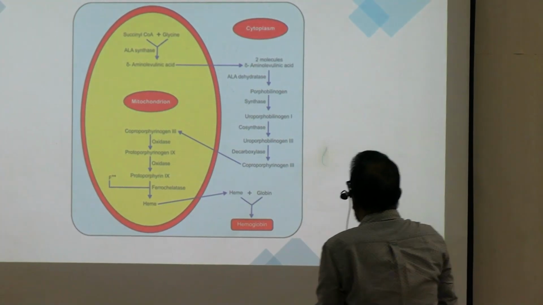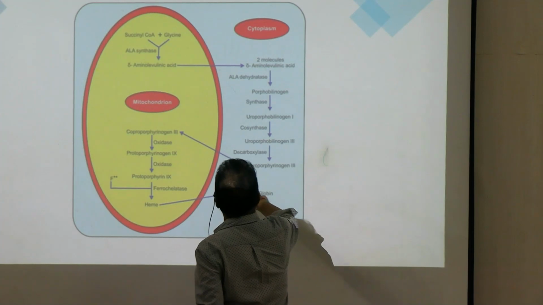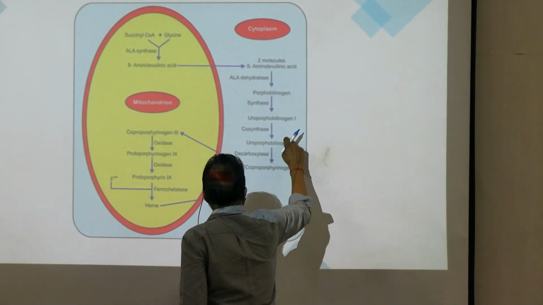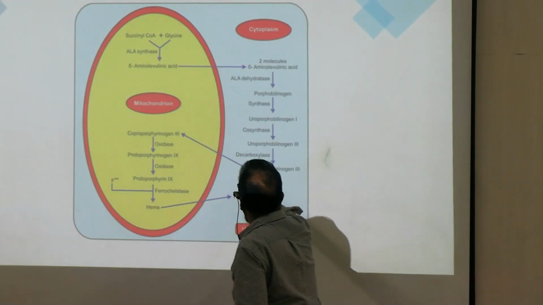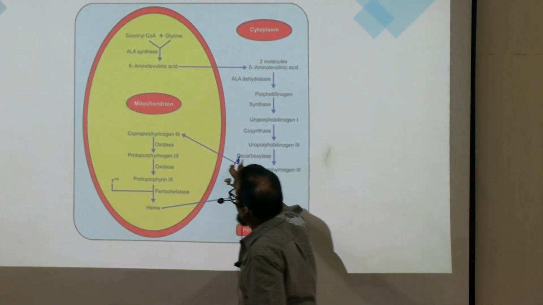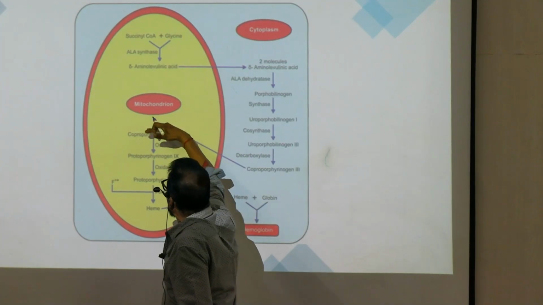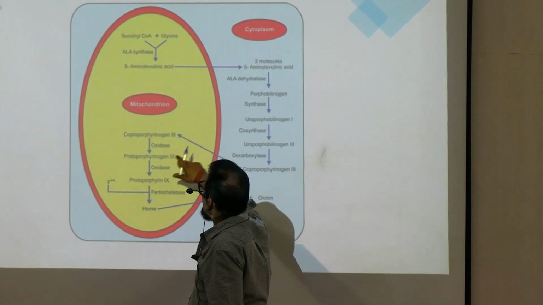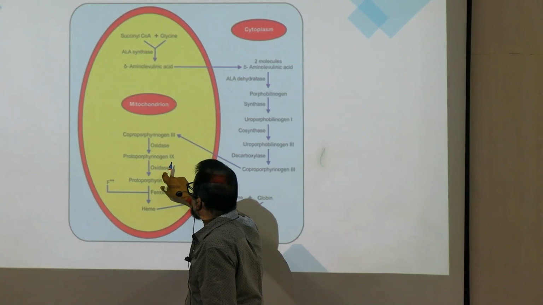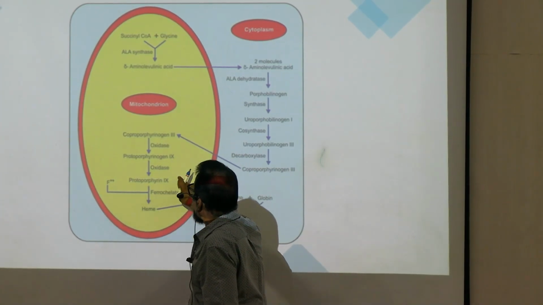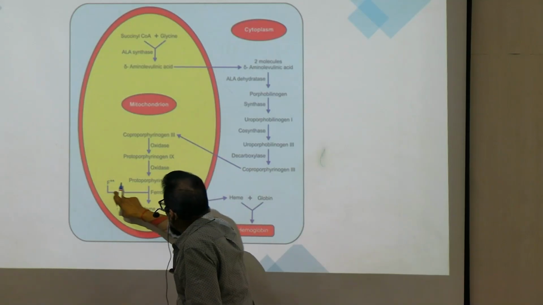Now these sort of things are uroporphyrinogen 3. From here carbon dioxide will come out and it will form coproporphyrinogen 3. Now this will enter the mitochondria and undergo oxidation. It will form protoporphyrin 9. Then again there will be oxidation, and there will be protoporphyrin 9. Here iron will be added.